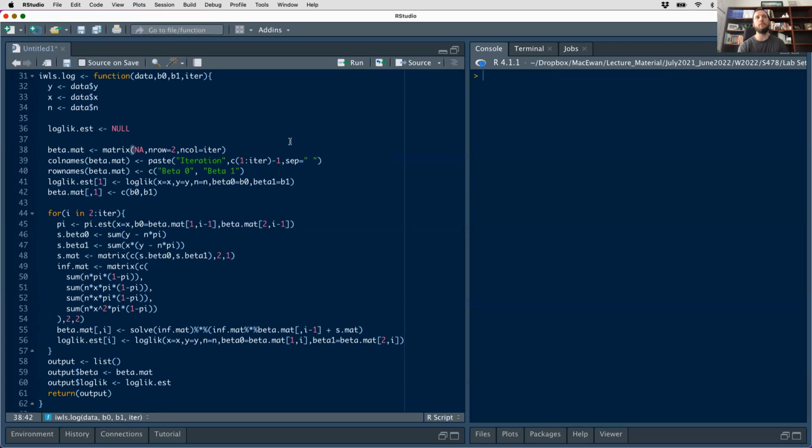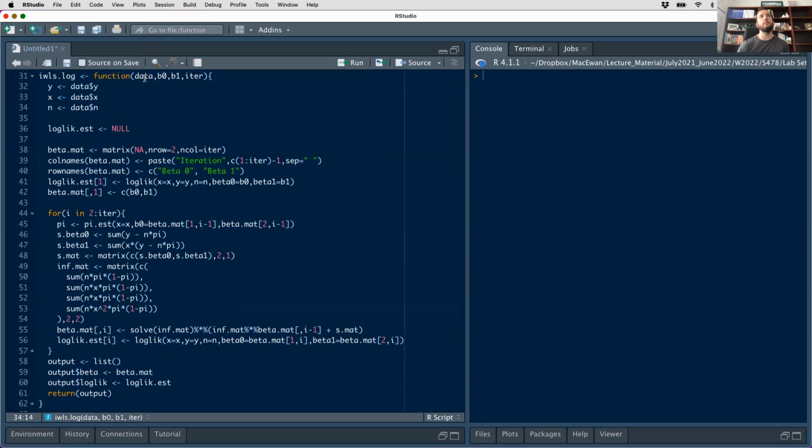But most of this is identical to what we coded when we discussed the Poisson model and the IWLS procedure for the Poisson model. The only difference is the updates that are given within the for loop. Okay, so I've called this IWLS.log, so IWLS for a logistic model. My inputs are the data, B0, B1, and the number of iterations that I would like to consider.